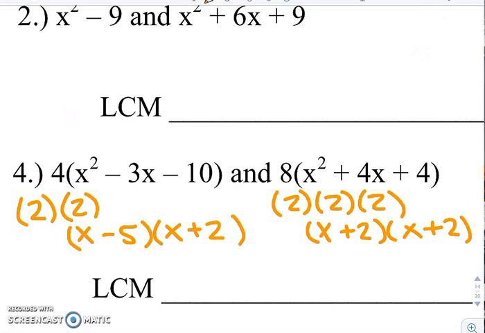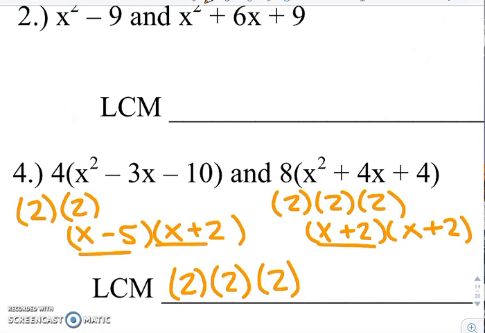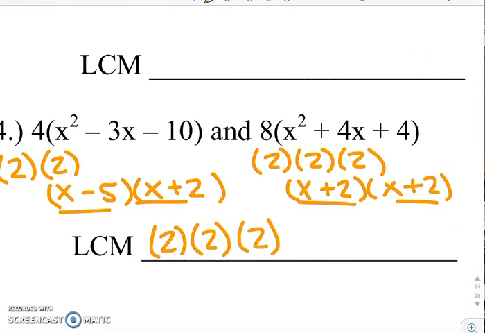So I see a total of 5 2's, but the highest frequency or highest number of 2's in one of the expressions is 3. So that's what our LCM would need to include. Again, what is 2 times 2 times 2? 8. And then looking at the binomials, what all do we see that we need to include? So I see an x minus 5 and I see x plus 2's. So I know I need that x minus 5 in here.